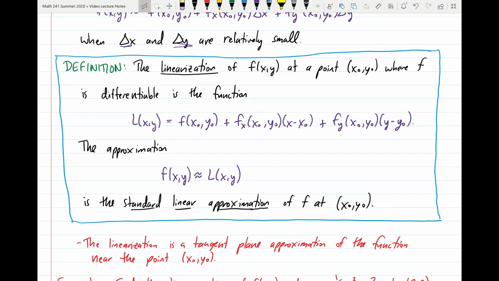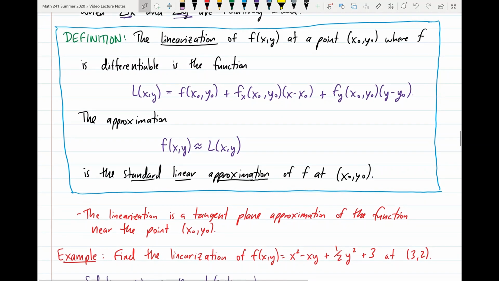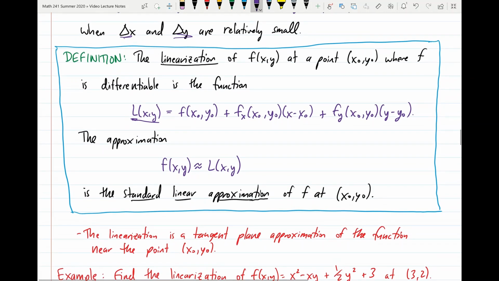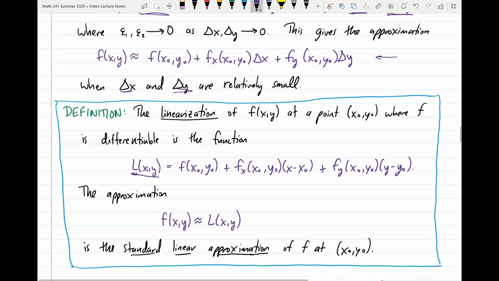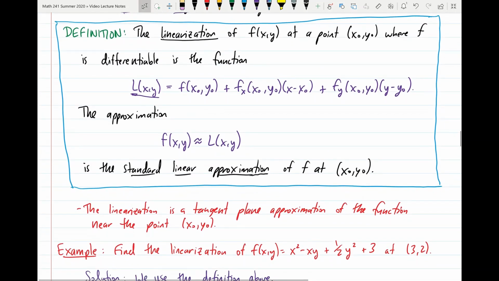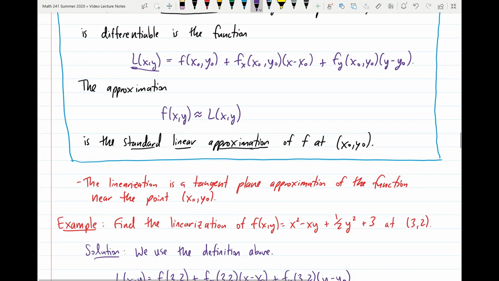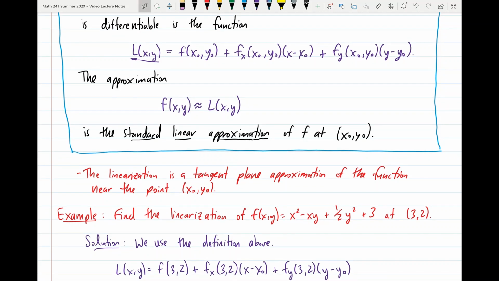So this moves us into the definition of the linearization of our function in two variables. The linearization of f of x, y at a particular point x naught, y naught, where f is some differentiable function, is the function which we're going to call L, for linearization. L of x, y is equal to f of x naught, y naught plus partial x at x naught, y naught times x minus x naught, plus partial y at x naught, y naught times y minus y naught. So this approximation is exactly the approximation given right here, but we're now going to call this function L of x, y. And we know that this approximation, f of x, y approximately L of x, y, is going to be pretty accurate as long as our point x, y is relatively close to the point x naught, y naught. This approximation will be called the standard linear approximation of f at the point x naught, y naught.